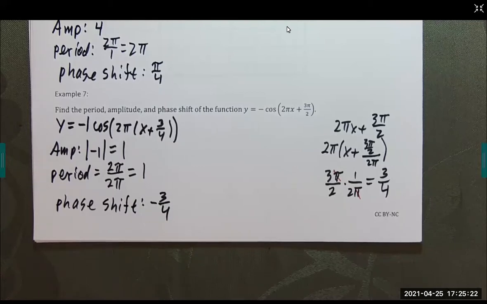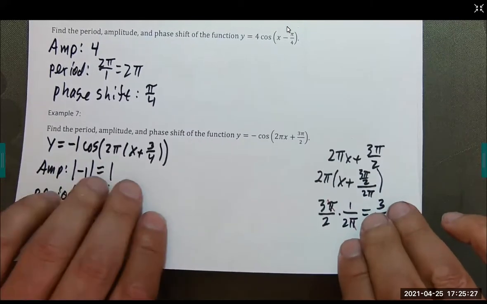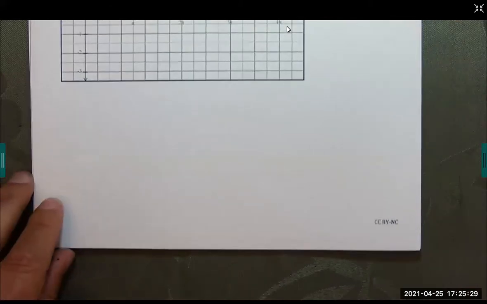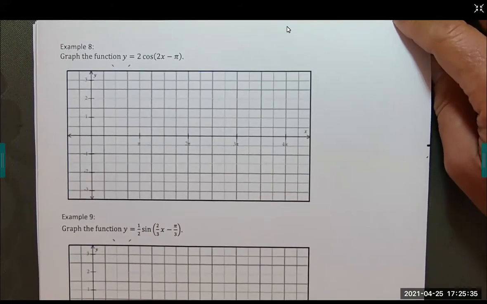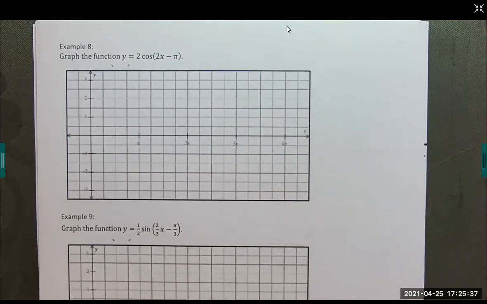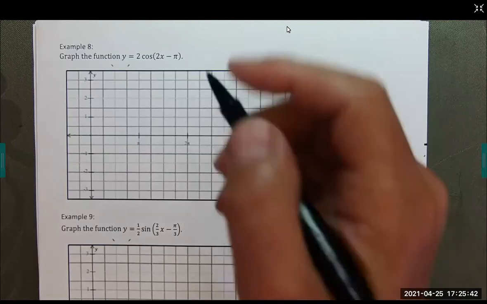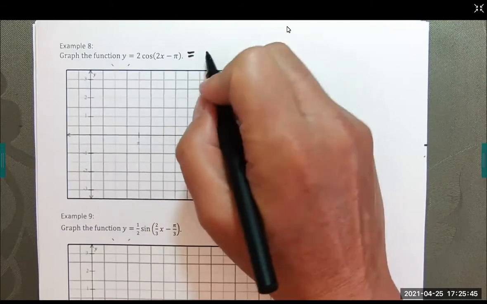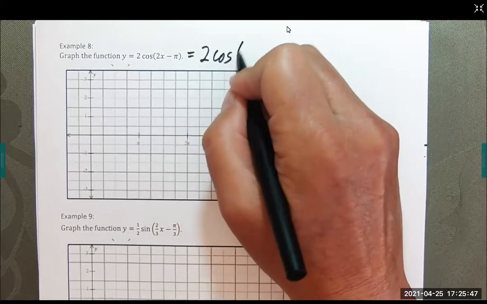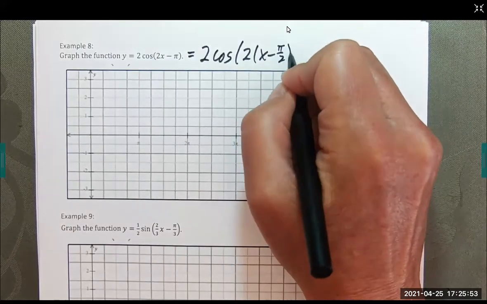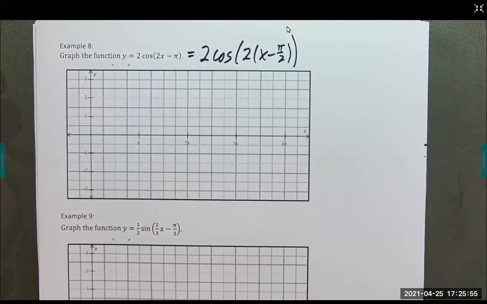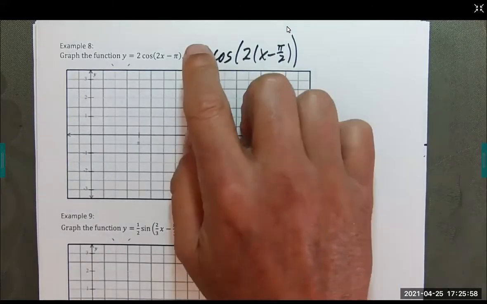All right. Let's graph a few of them with a phase shift. Graph the function y equals 2 cosine 2x minus pi. Now, I want to rewrite this by factoring the 2 out. Here we have the amplitude is 2.